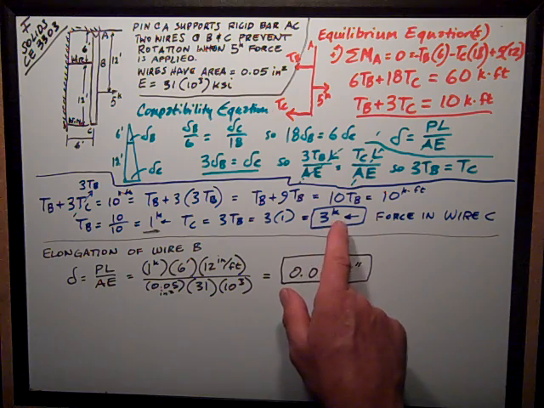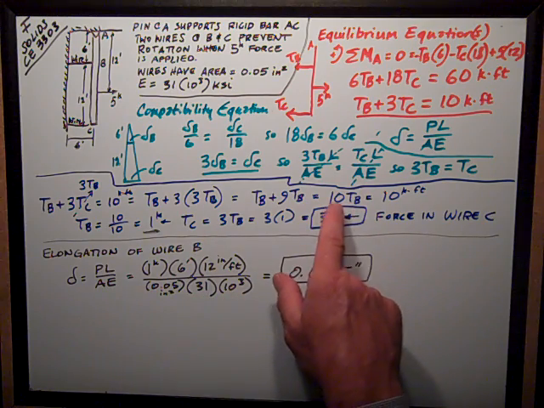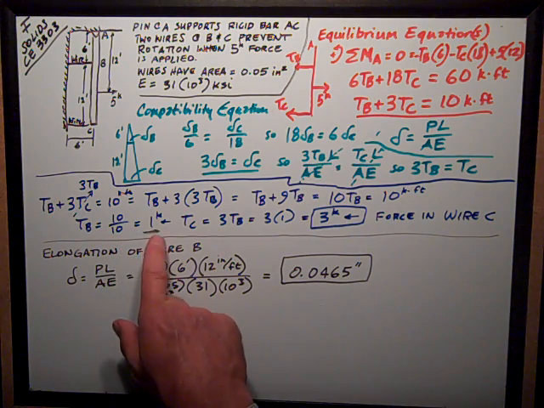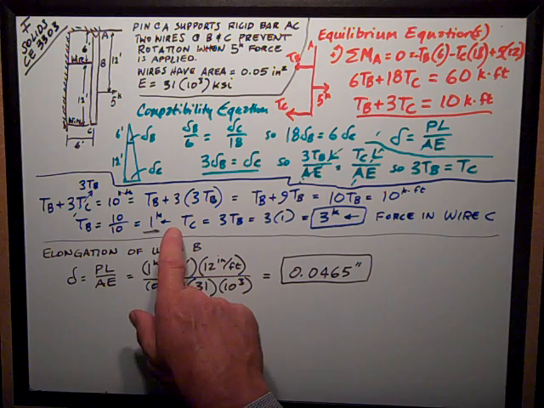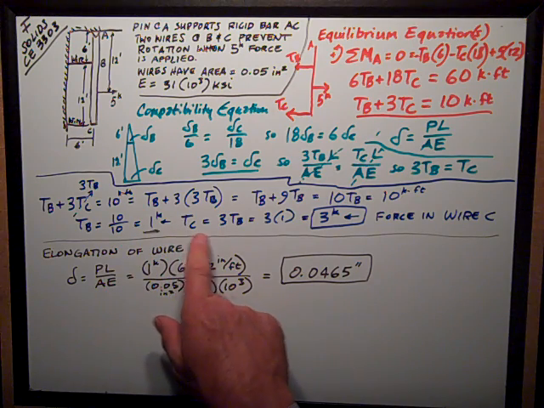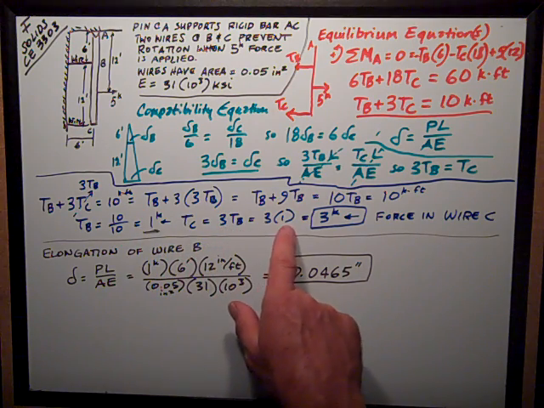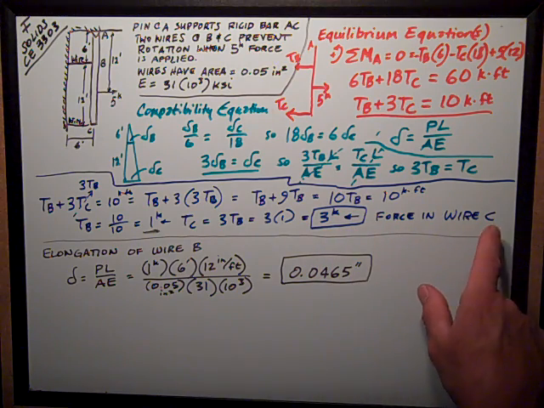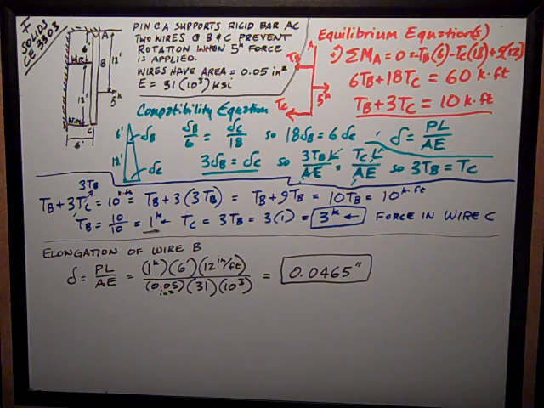I can divide both sides by 10, and I get TB is equal to 10 over 10 is equal to 1 kip tension. Therefore, TC is 3 times that, or 3 kips. It's also in tension. That's the force in wire C. That's the answer to the third question on that page.